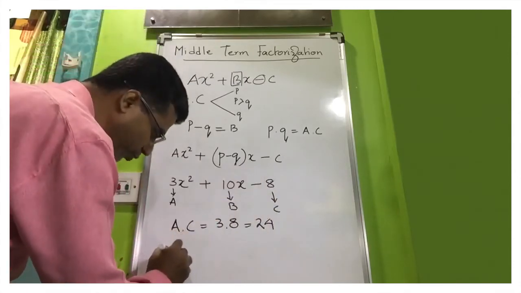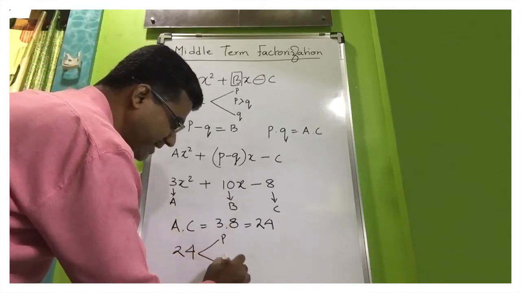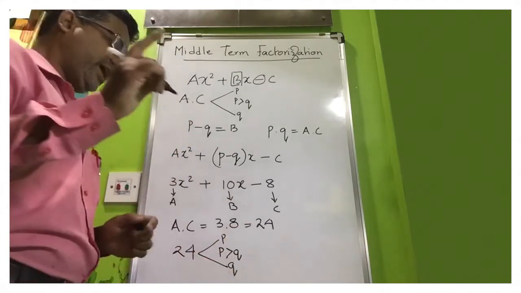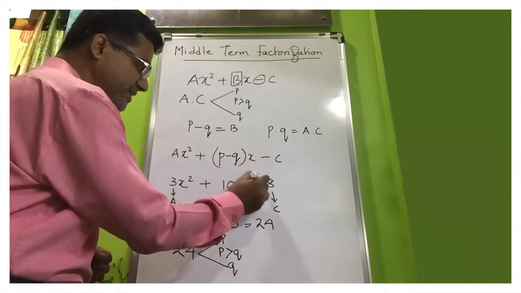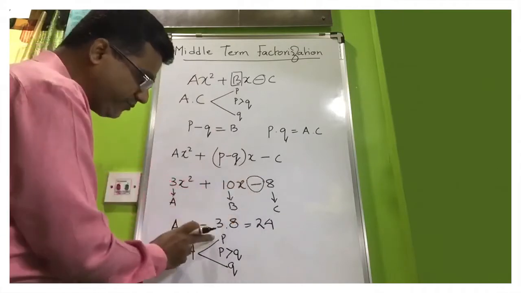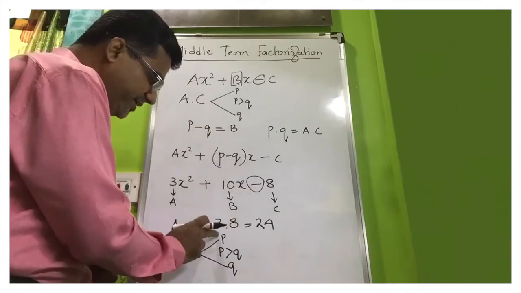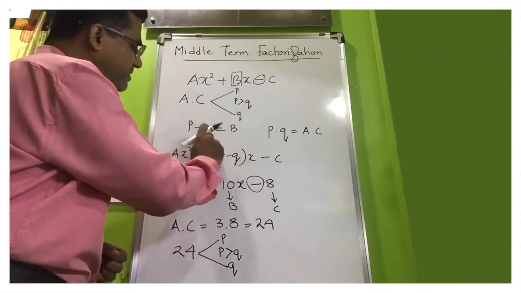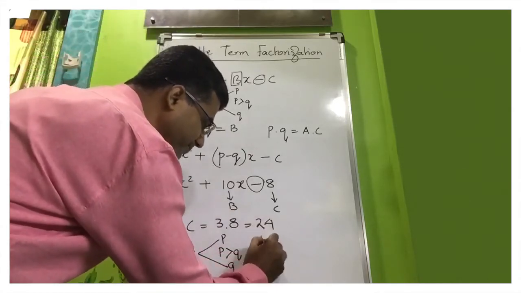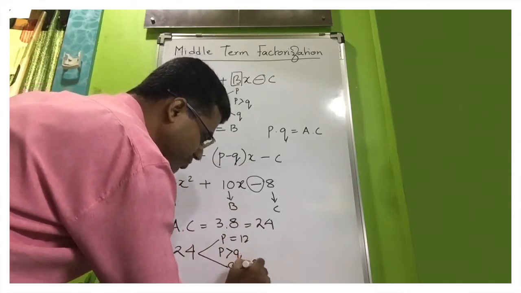Now we have to break 24 into two factors P and Q, P should be greater than Q, but the condition is that this time the sign is minus. So what is my condition? That I have to get two factors P and Q in such a way that the difference of P and Q, P minus Q, should be equal to 10. So it will be, P will be 12 and Q will be 2.